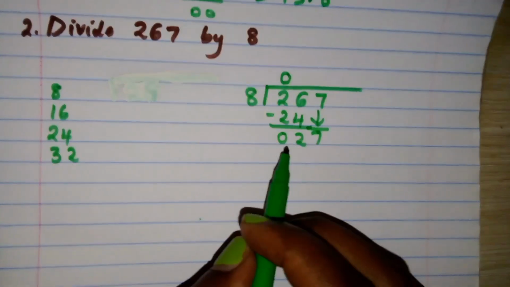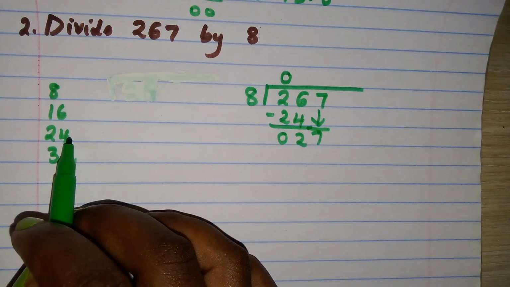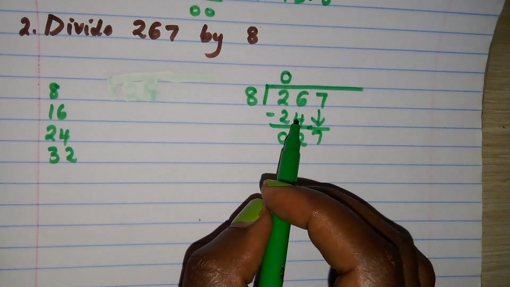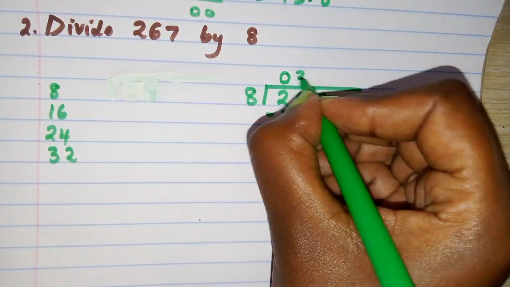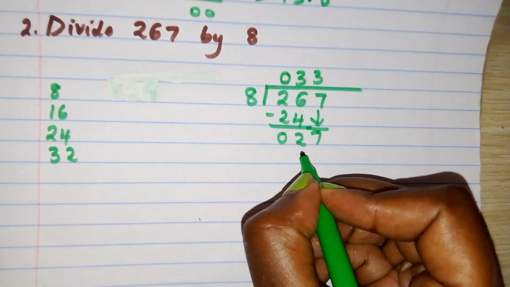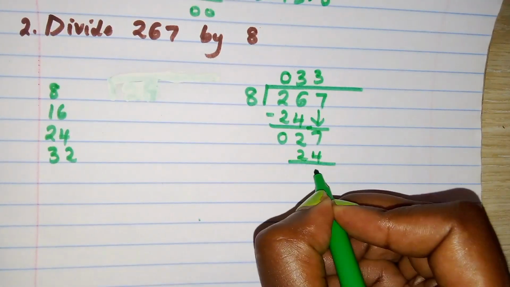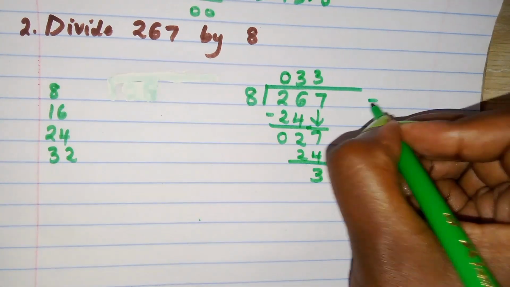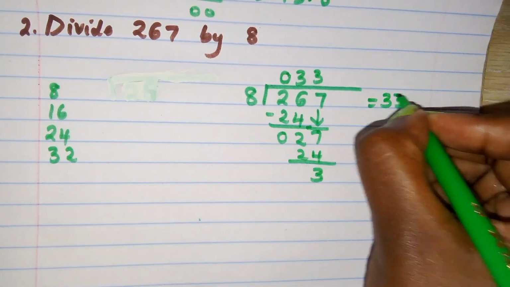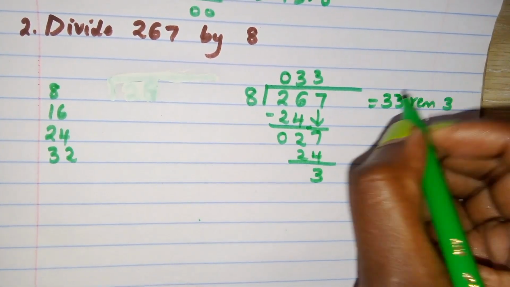The closest number to 27 is 24 again. So how many times was there 24? 1, 2, 3. And then another 3. So you put 24 again. We're remaining with 3. So this answer, write it as 33 remainder 3.